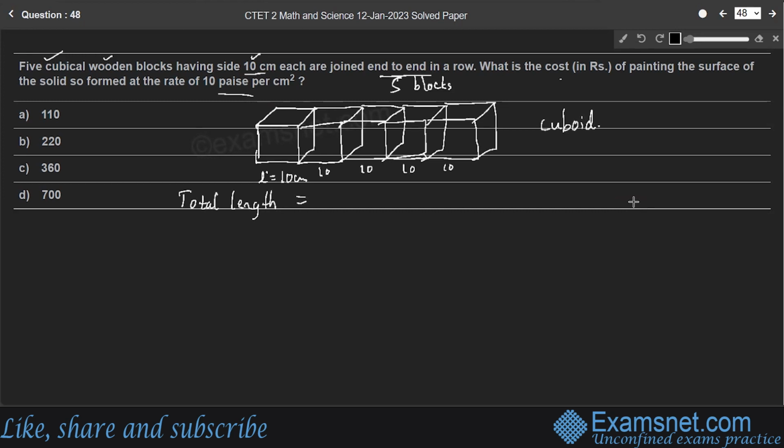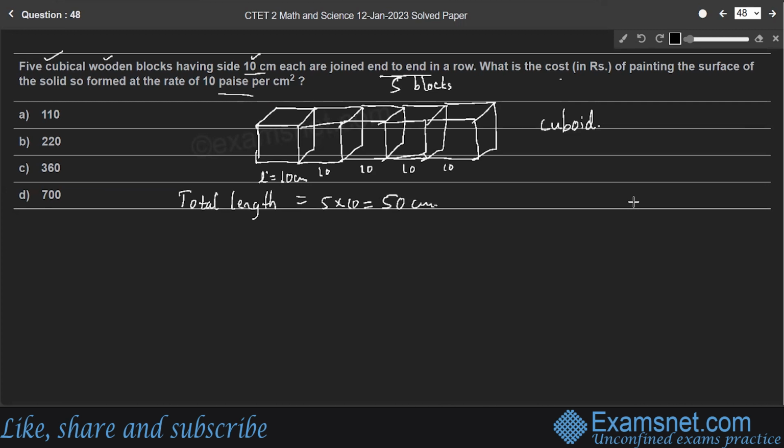Right? So which has more length compared to their breadth and height, right? So here, if one of the dimensions is other than the remaining dimensions, if all the dimensions are different, in other words, we'll get a cuboid. Otherwise, if the lengths, breadths and heights have the same measures, it is called a cube. So here total length is 5 times 10, which is 50 centimeter.